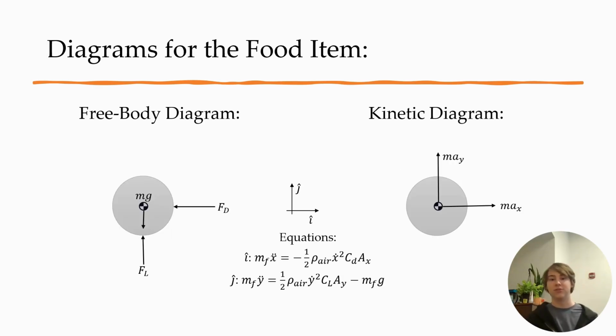So looking at the equations we generated for the food item, for this we just assumed it was a meatball. Looking at our free body diagram, we assume that the force of lift is acting directly up and the weight force is acting directly down. Once again, that lift force is proportional to the rate of change of the y displacement squared. And we also assume that it's going to have a drag force that's going to be affecting the acceleration in the x direction at a rate that is proportional to the x velocity squared.